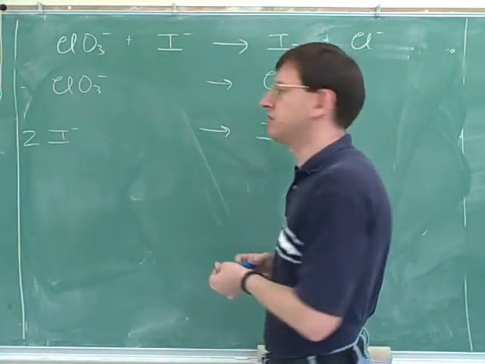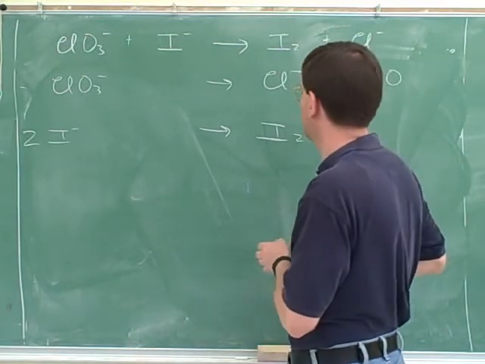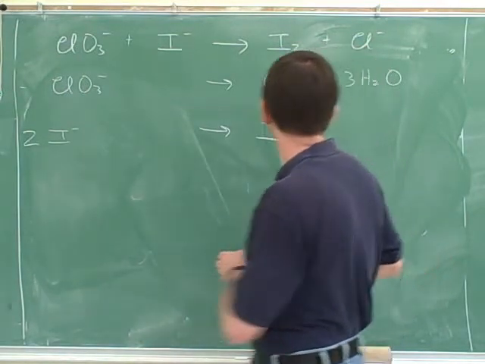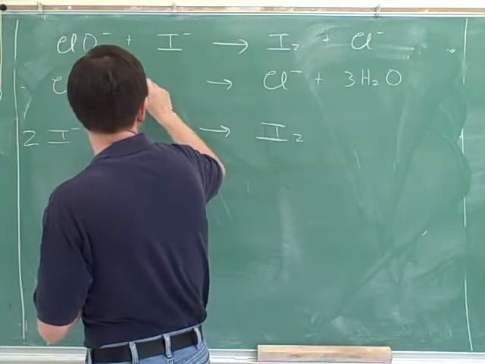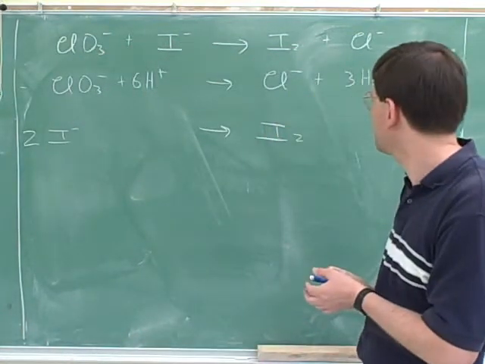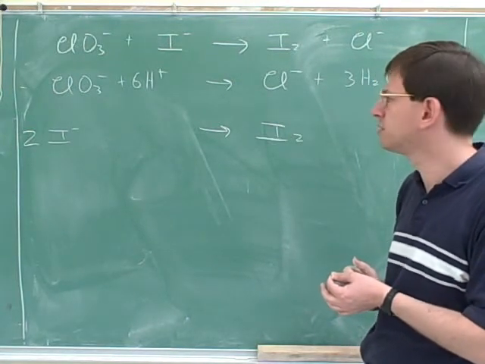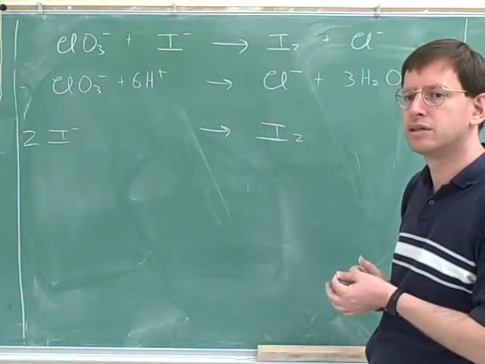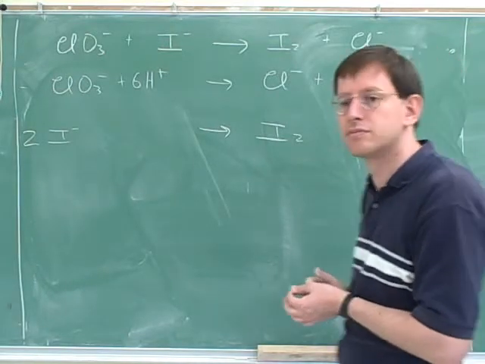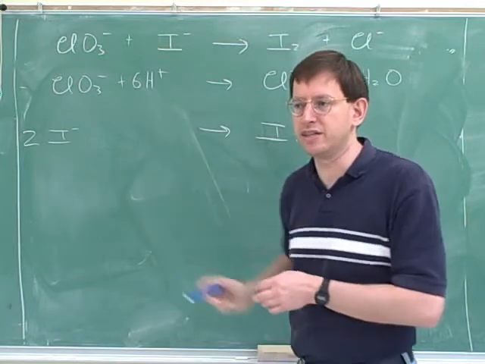Now we balance the oxygens using water. So 3 waters. Now we balance the hydrogens using protons. So that would give us 6 protons. That doesn't seem to apply down here. Am I getting this right so far? Yeah. Now what? Go to the second one. There's no oxygens here to balance, and there's no protons here to balance.